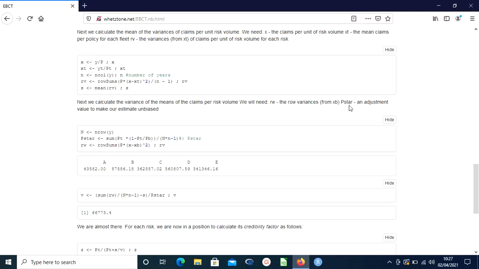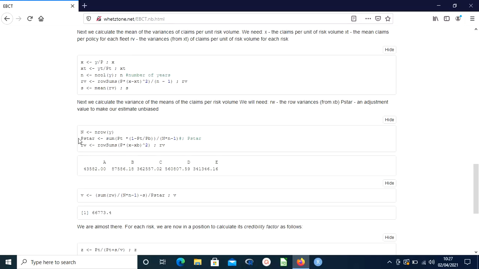Then we need to calculate something called P star, which is an adjustment value used to make our estimate unbiased. Because if you remember from your variance, when you're doing estimation, you can have a biased estimate or you can have an unbiased estimate. And generally, we prefer our estimates to be unbiased. So if we didn't use P star, then we'd have a biased estimate. But by using P star, we get an unbiased estimate. So let's calculate.